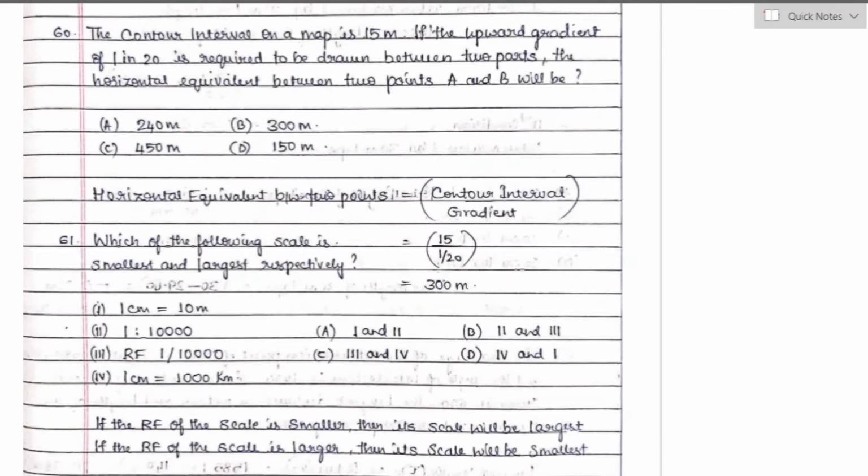Question number 60. The contour interval on a map is 15 meter. If an upward gradient of 1 in 20 is required to be drawn between the two points, the horizontal equivalent between the 2 points A and B will be. Horizontal equivalent between the 2 points is calculated by the ratio of contour interval divided by gradient. So contour interval is given as 15 meter and the upward gradient is given as 1 in 20. So if you calculate this, the horizontal equivalent between the 2 points A and B will be 300 meter. So option B is the right answer.